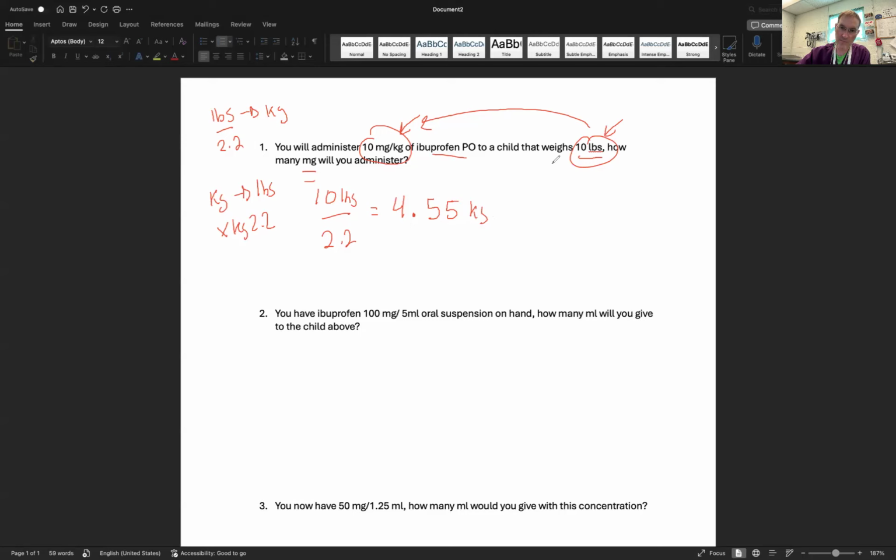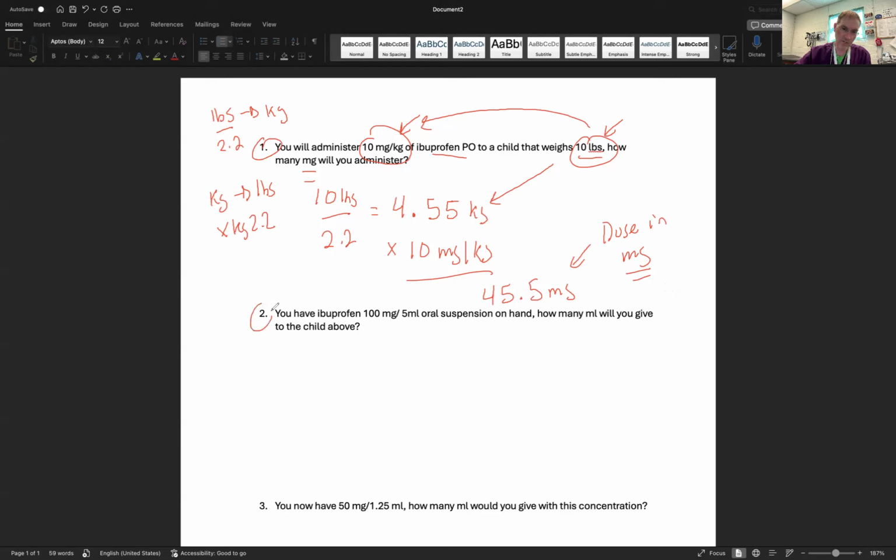So my 10-pound patient weighs 4.55 kilograms, and then I need to multiply that by 10, because it's 10 milligrams for every kilogram of body weight, and there are 4.55 kilograms. I put that in my calculator, multiply by 10, and that gives me 45.5 milligrams. So I need to administer 45.5 milligrams. That's the dose, in milligrams, that I need to give this patient. So that's part one.